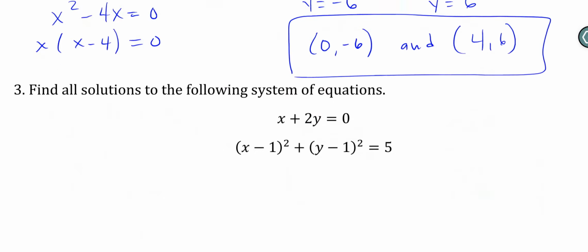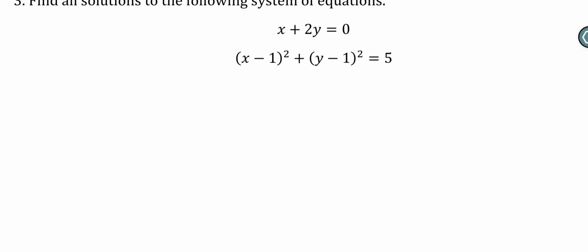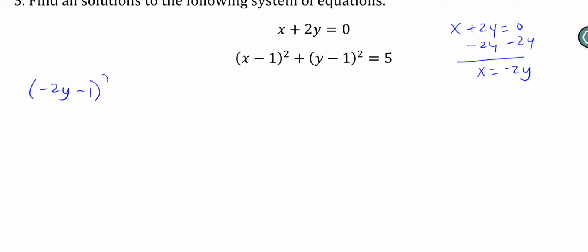Not too bad. Number 3 was definitely the most challenging out of all of them. So the first thing I did was I noticed that this first equation could be easily solved for x by subtracting 2y to the other side. I want to solve for x because if I solve for y I get a fraction, and I know you and you know me, I don't want to deal with fractions if we don't want to. So instead of x, I'm going to put in negative 2y. So I have negative 2y minus 1 squared plus y minus 1 squared equals 5.